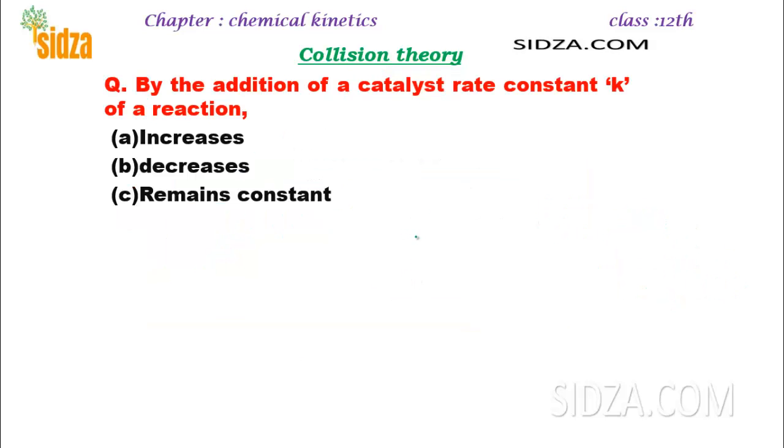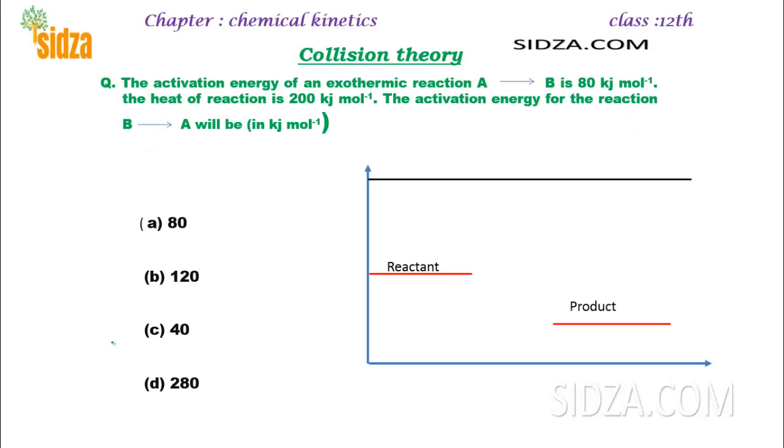So here's one small question. By adding the catalyst, what will happen to the rate constant K for the reaction? We know that the rate constant K indicates whether the reaction is fast or slow, isn't it? So when you add a catalyst, what happens? Rate constant K will increase.